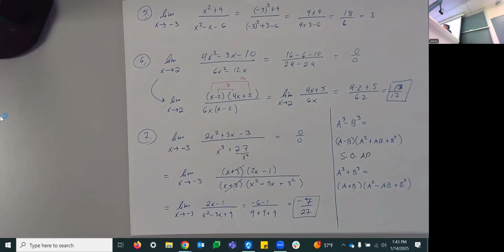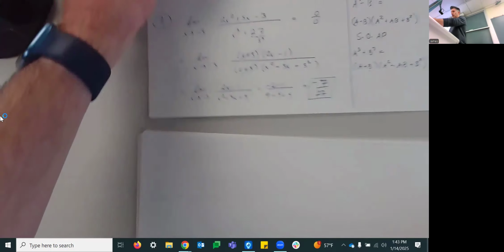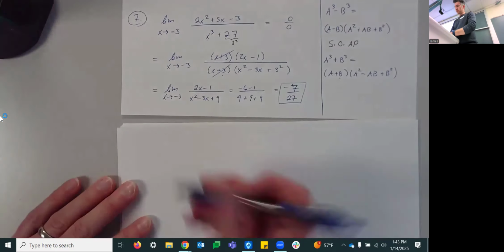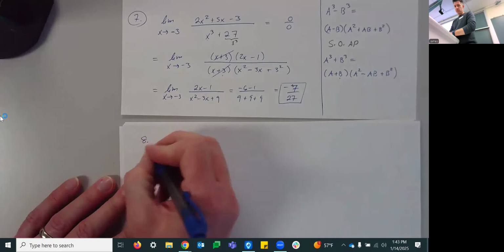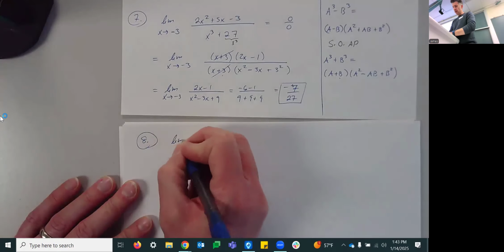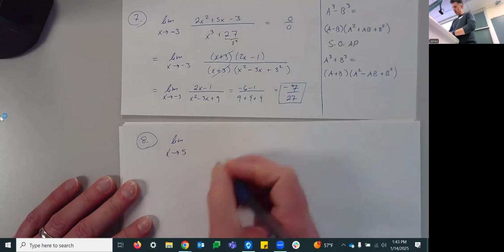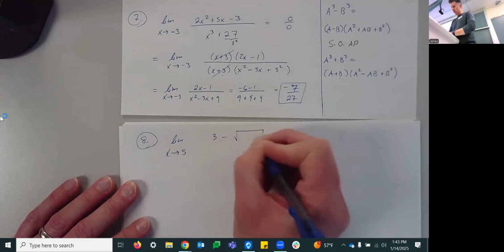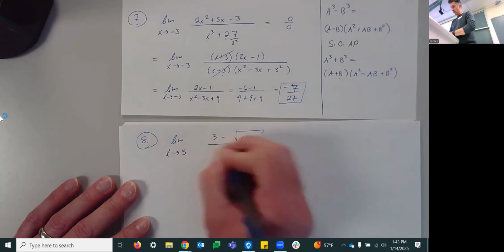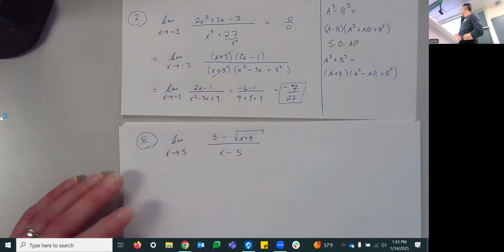I wouldn't say so much the point, but the way we typically deal with them, yes, is to make the piece of it that's giving us a 0 in the numerator and the denominator go away. But sometimes there's more to it than just factoring. For example, you might have to deal with something like the limit as x approaches 5 of 3 minus the square root of x plus 4 over x minus 5.